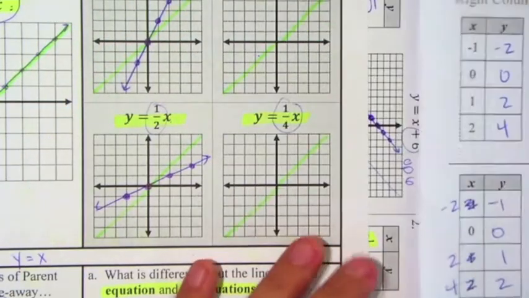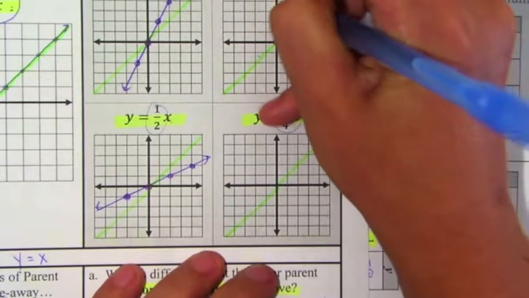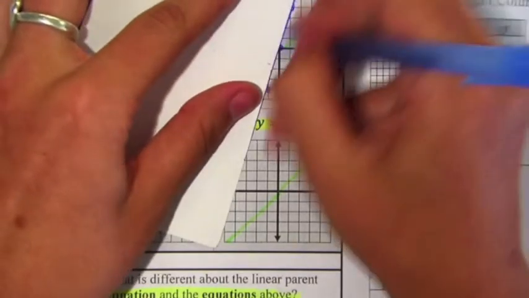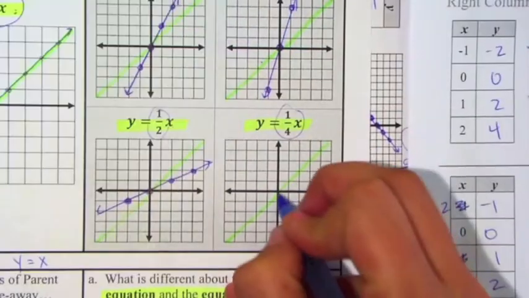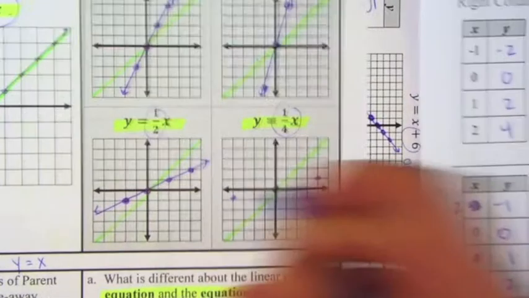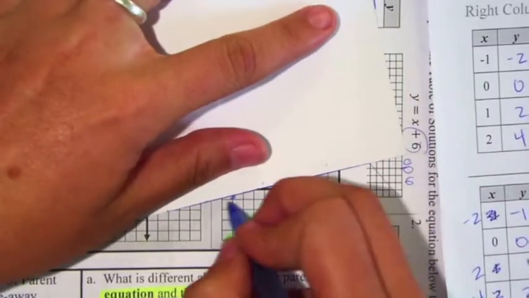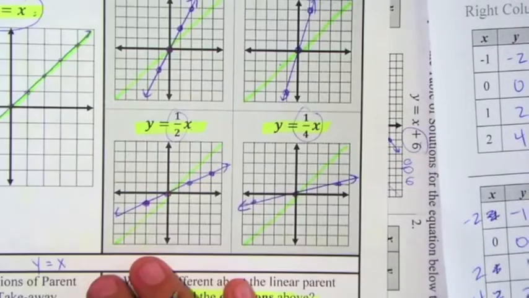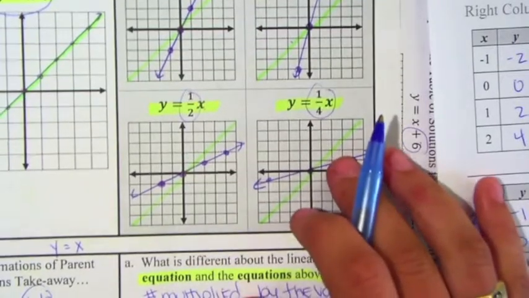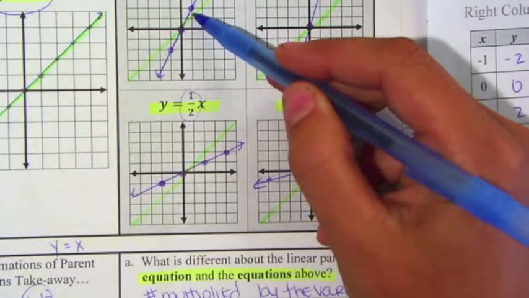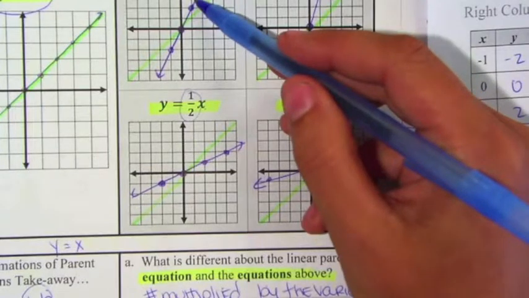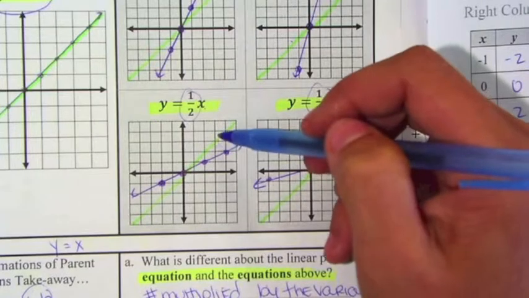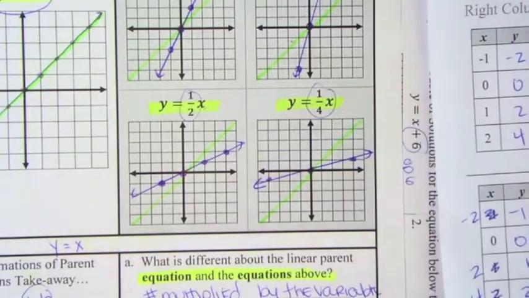Okay, so I'm going to quickly graph this one. Y equals 4x would look like this, and y equals 1/4 x would look like this. And so what do you notice that's happening? How is this 2 affecting the graph? Well, it's getting steeper. It's getting closer and closer to the y-axis, which is making it steeper, whereas when it's 1/2, it's getting flatter. It's moving closer to the x-axis.